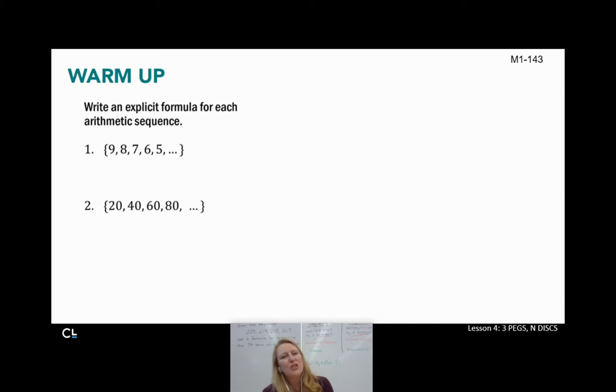So we do have a warm-up for you on page M1-143. I would like you to go ahead and write an explicit formula for each of these arithmetic sequences. You have already been told they're arithmetic, so that's convenient. Go ahead and hit pause to write down your lovely formulas and then hit play when you're ready to check your work.